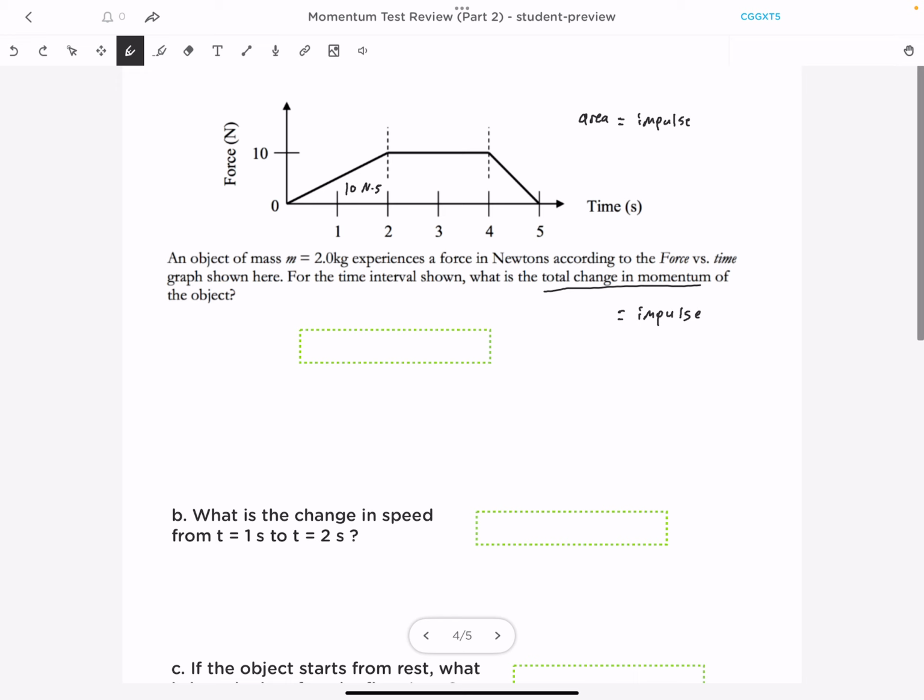Now for the middle part here, it's just a rectangle. So we just take the base times height. We have a base of 2 and a height of 10. So we have 20 Newton seconds of impulse here.